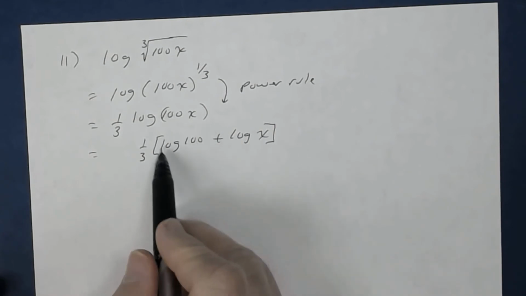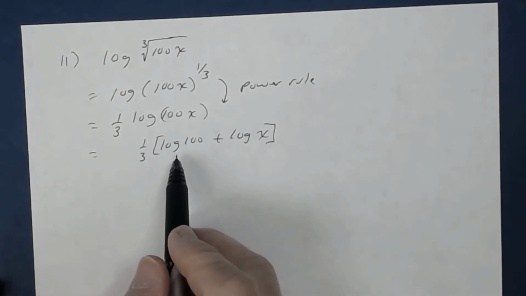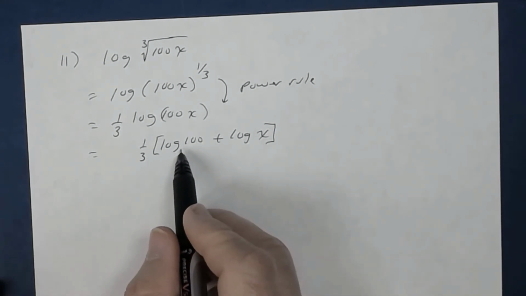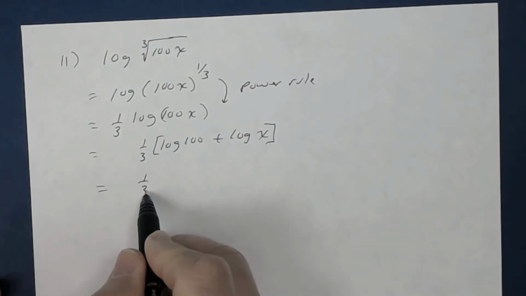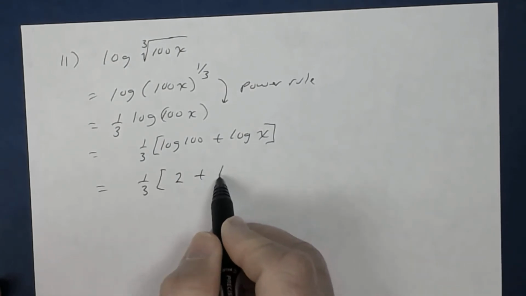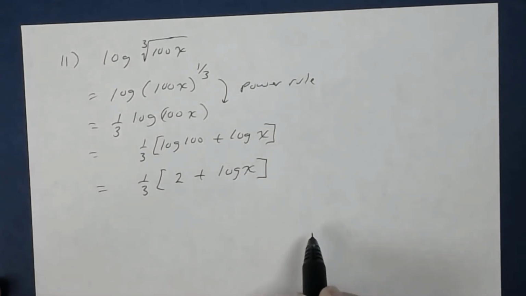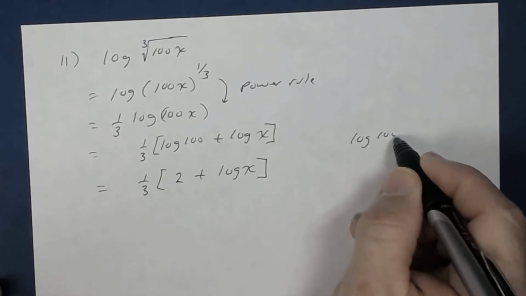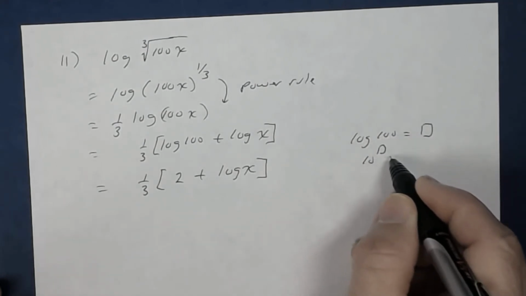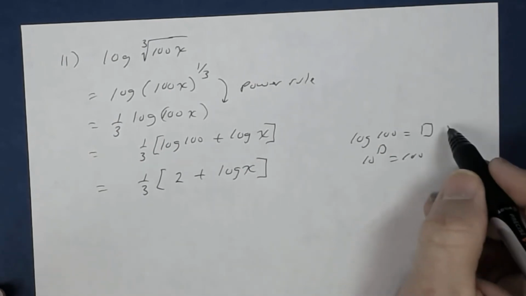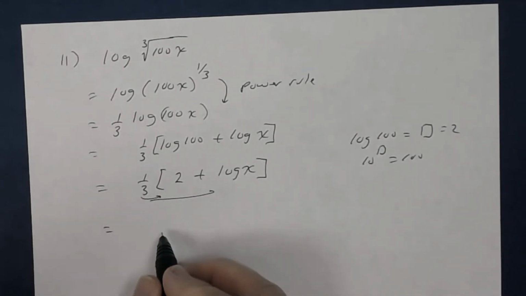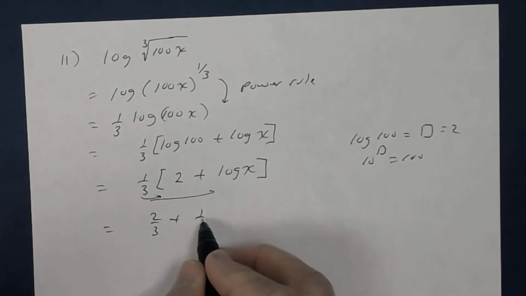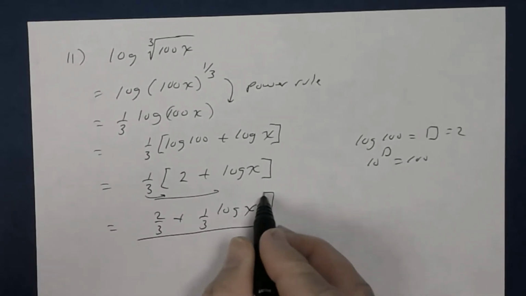But before I do that, let's look at the log of 100. What's the log of 100? Well, remember, if there's no base there, it's going to be 10, so we're dealing with the common logarithm. 10 to what power is 100? 2, right? Okay, so do y'all agree that's 1/3 times 2 plus the log of x? That's what you did in your mind. 10 squared is 100. And then distributing, I get 1/3 times 2 is 2/3, and then 1/3 times the log of x. All right, so that's number 11.